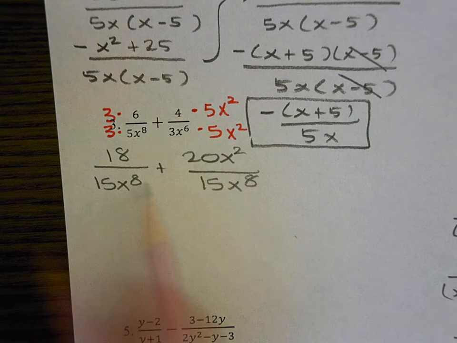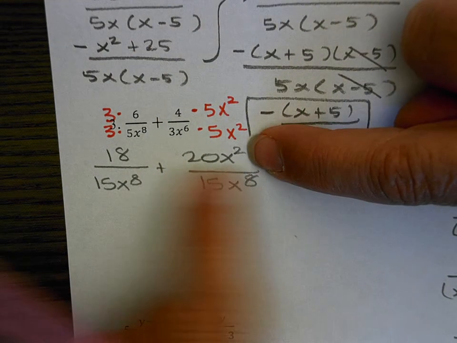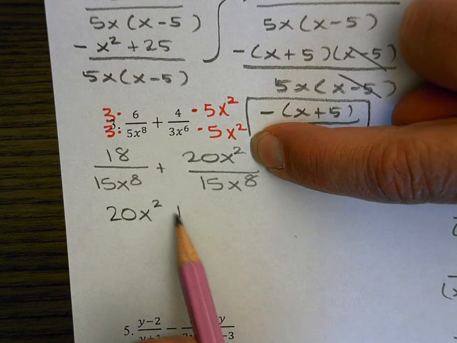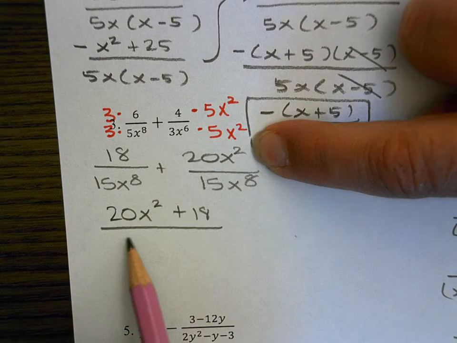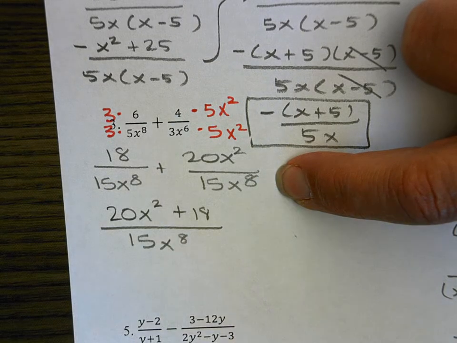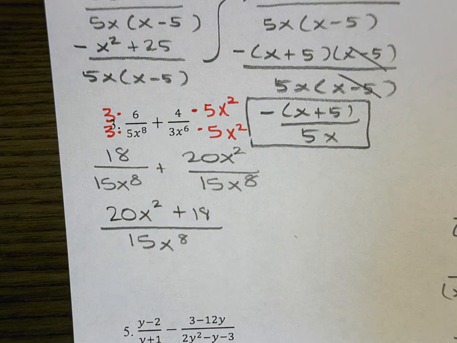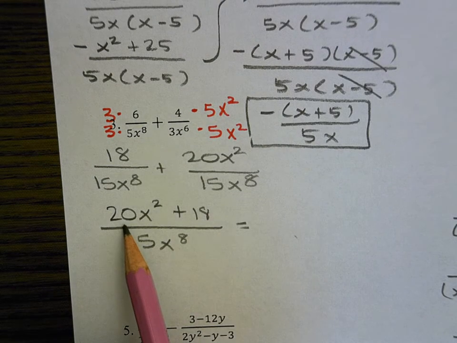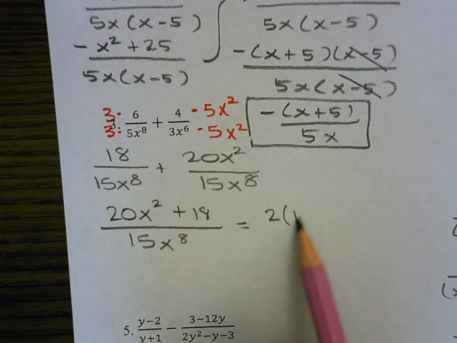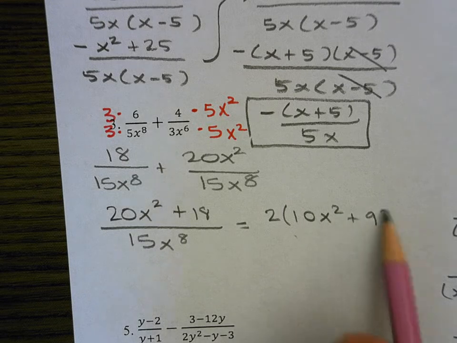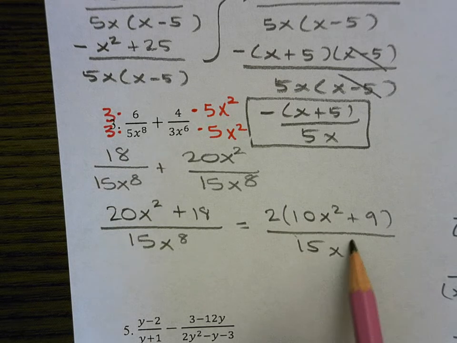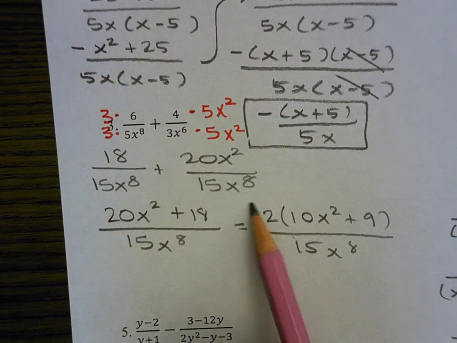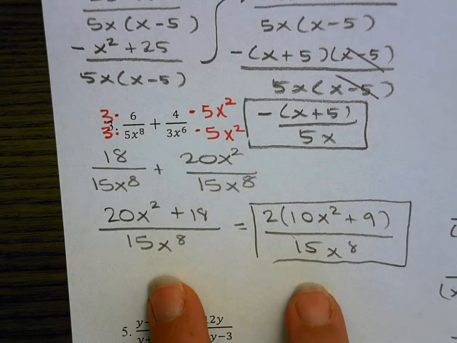So when I add my numerators, I want to get this in the right order. So that 20x squared can be first, and then plus 18, right? I always want to be in the right order there. And then all over 15x to the 8th. And let's see, I could do a GCF here. So what can I factor out? I can factor out a 2, I think, and that's it, right? Which ends up not being helpful, right? Because then nothing reduces. But that's okay. So I still checked it. And so actually either answer would be fine because nothing reduced here.